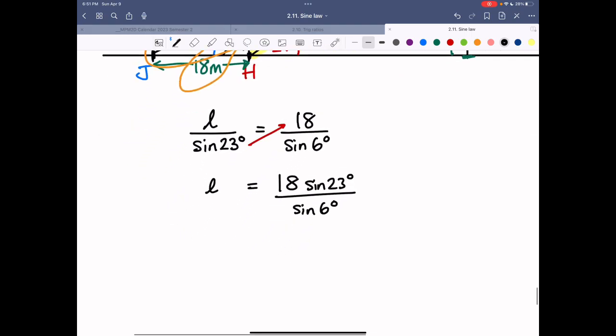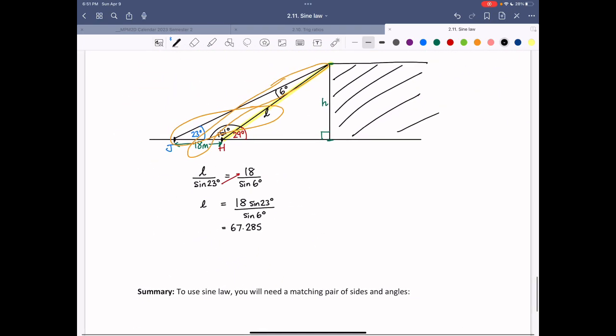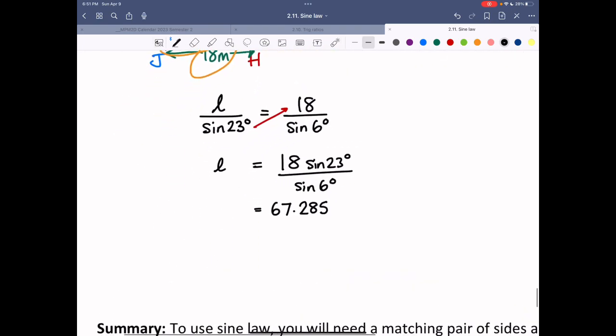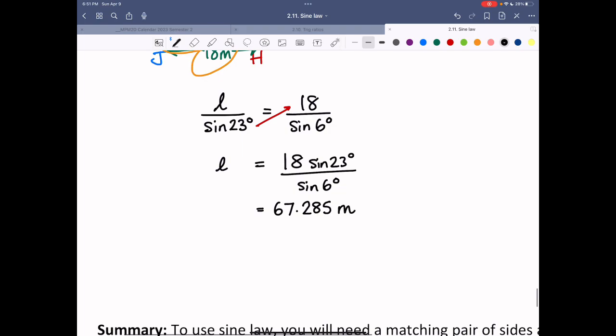Hopefully whilst I talk you through these, you are actually trying this on your calculator, confirming that you get the same that we do. I'm going to leave this to 3 decimal places just for accuracy. Now we're dealing in meters. So 67.285 meters is L.